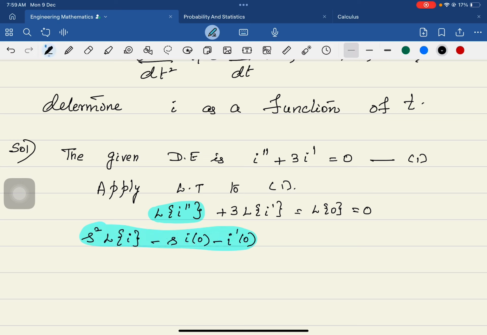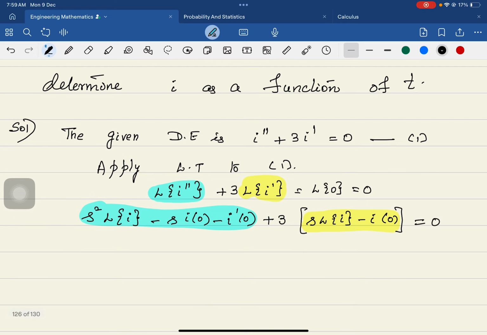And now let us write down 3 times L of I dash. L of I dash is given by S times L of I minus I of 0. That is by using the differential equation formula, right? So now L of I dash is represented as S times L of I minus I of 0. And this is equal to L of 0, which is equal to 0.